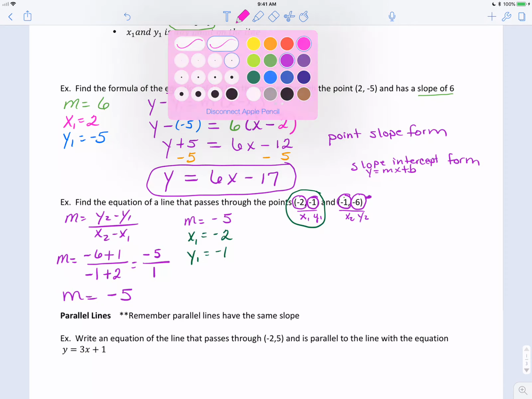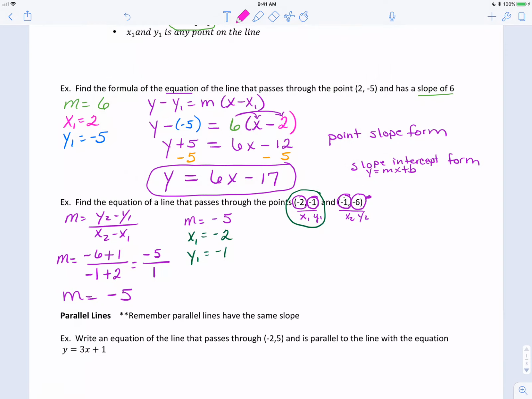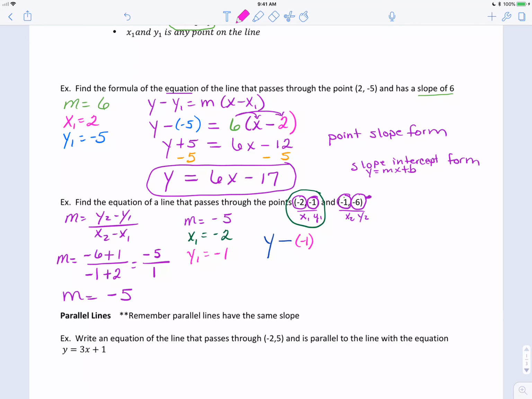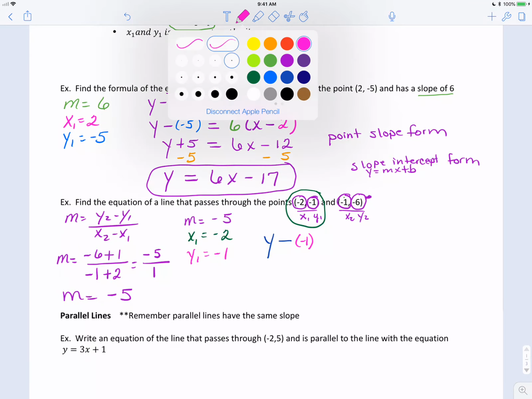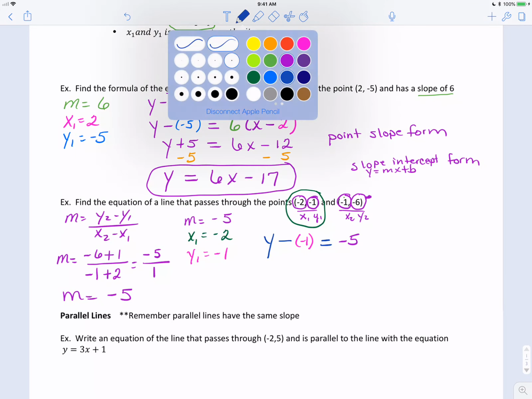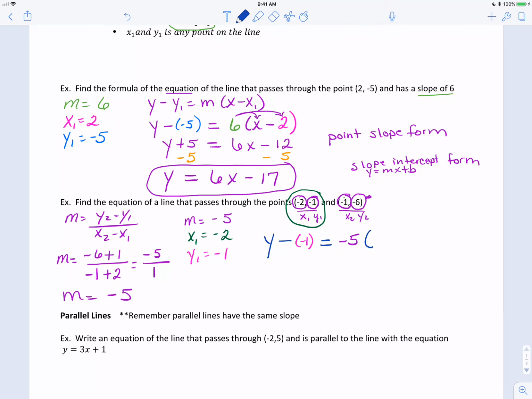Let me change one of these colors so you can see us putting this in. Here we go with our formula: y minus y1, which is -1, is equal to m, which is -5 in this case, times x minus the x1, -2.